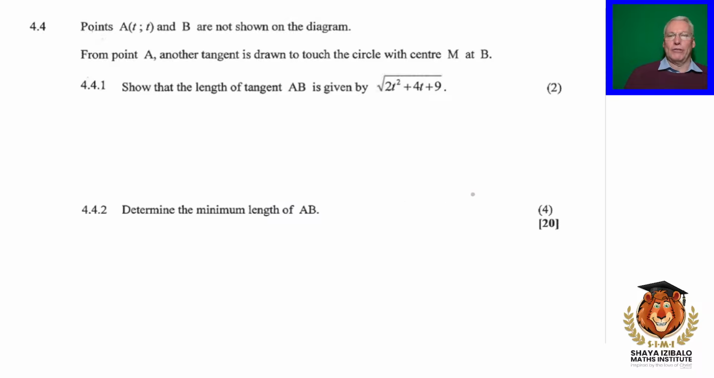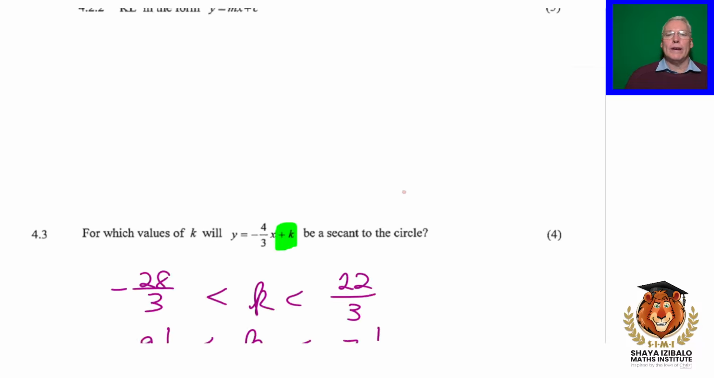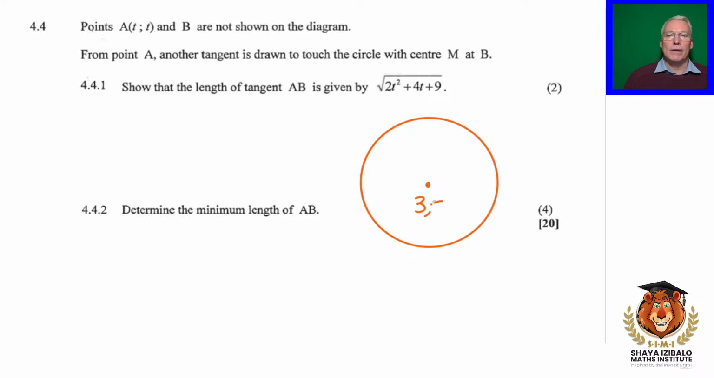Okay, so let's just try and draw a little picture here. So basically we've got a circle. Okay, we're definitely not winning with drawing a circle there. Let's have another go. We know the center of the circle, remember, is 3, -5. Then we've got a point up here, which is point A, which has x value t and y value t, and we've got a tangent drawn from that point to the circle. And we want to work out the length of the tangent.